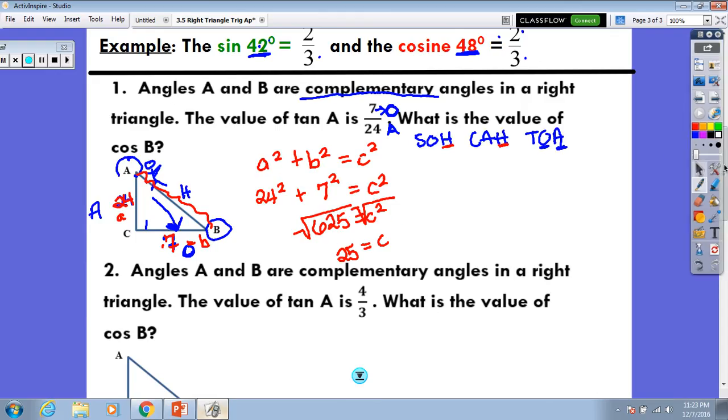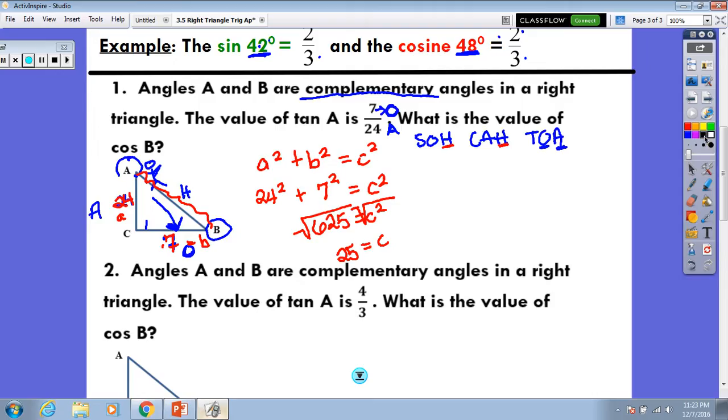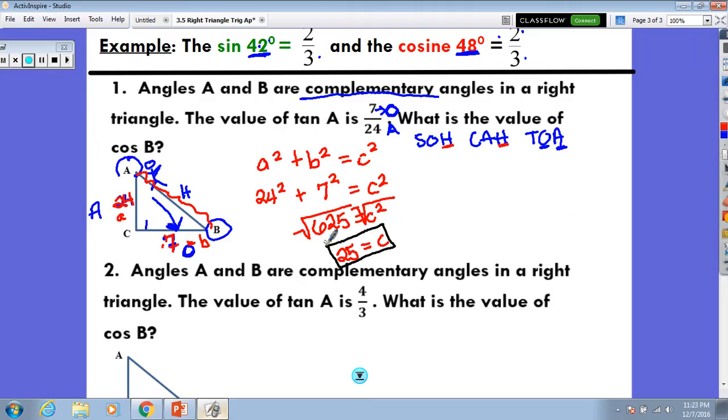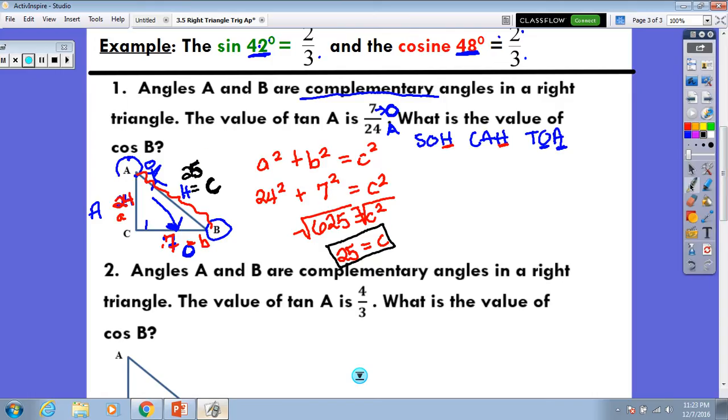Now that I know what c is, I can come over here to my graph, to my picture. Oh, I put white, I meant black. Okay, I'm going to plug this in right here because c is the hypotenuse. It always is the hypotenuse. Alright, so now we know the lengths of all of our sides. Okay, so that side is 25.